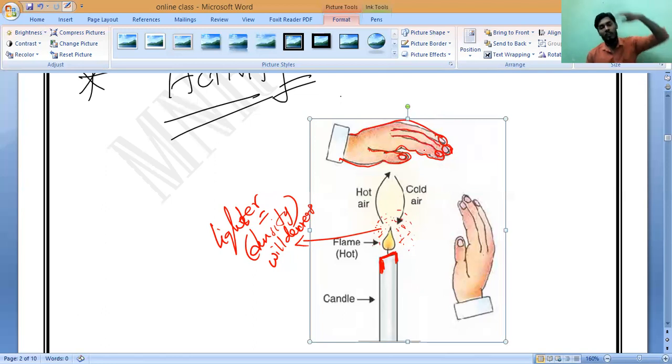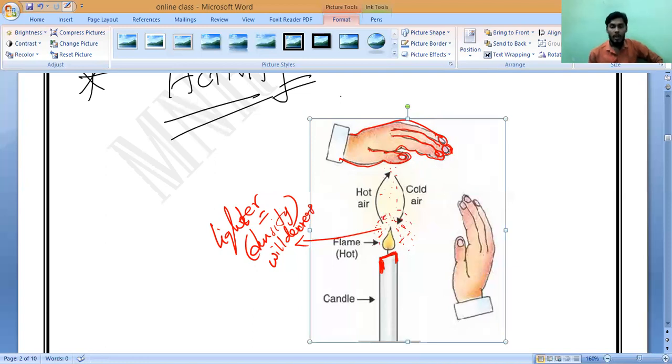If you keep it at a little bit of elevation from the ground, then you can see that the hot air which is close to the candle will start continuously heating up and it can be touching our hand. So we'll feel it is hot. So hot air is rising slowly.